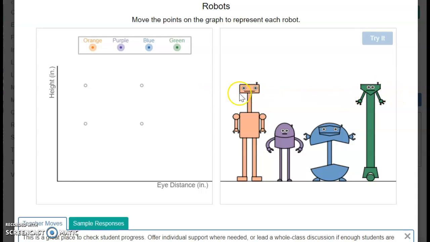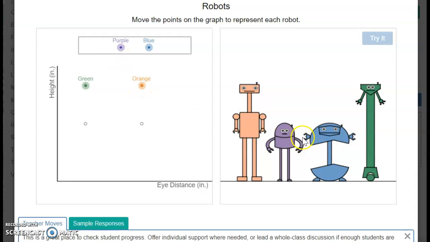So I would expect orange and green to represent one of these two. Between these, the orange one had the eyes farther apart. That means the eye distance will be bigger. So my guess is orange will be represented by this, and the green will be represented by this, because they are both tall, but green is the one with the smaller eye distance, and orange is the one with the bigger eye distance.